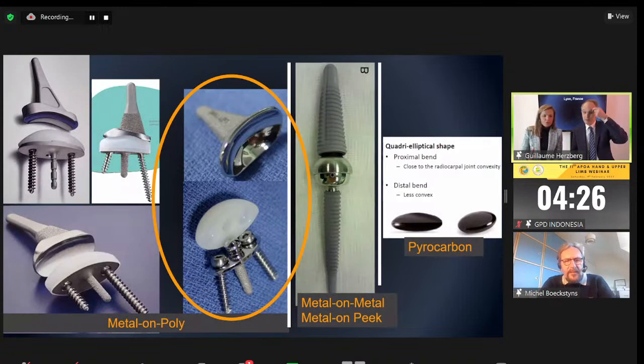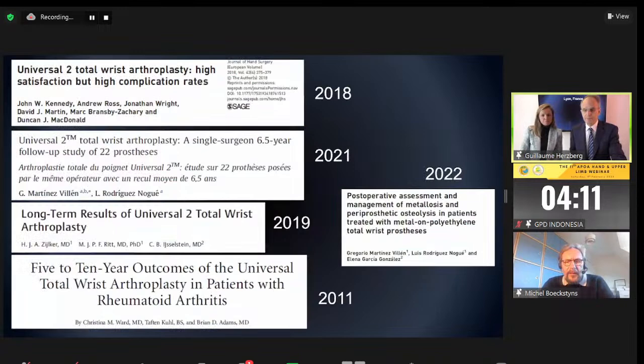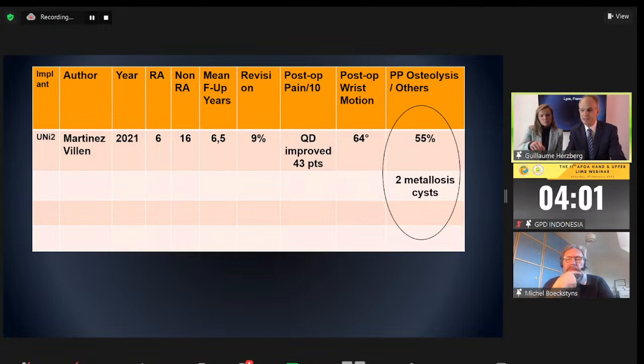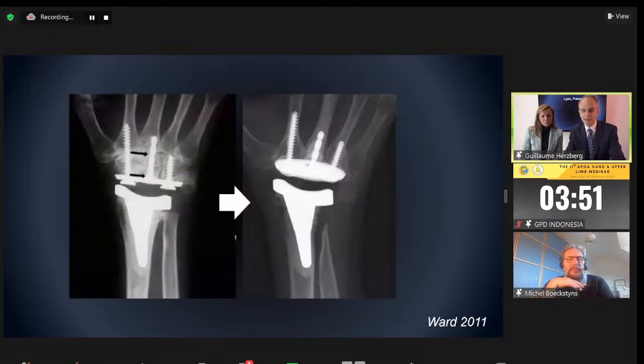So first, we said that it was about the metal-on-poly implant, the Universal 2 and the Remotion; metal-on-metal for the MOTEC and Pericarbon. The Universal 2 first. Many papers, but not many analyses of periprosthetic osteolysis. But you see here, you have one of two which has this osteolysis, with the addition of a metallosis cyst. Look at this slide from the Ward paper, Ward and Brian Adams. And you see the large periprosthetic osteolysis.